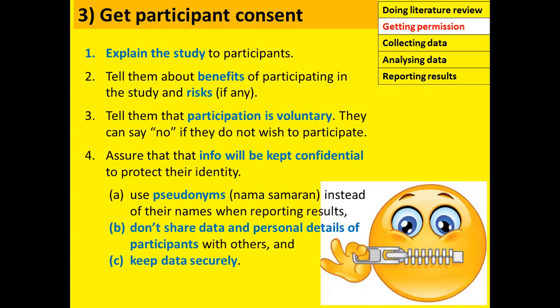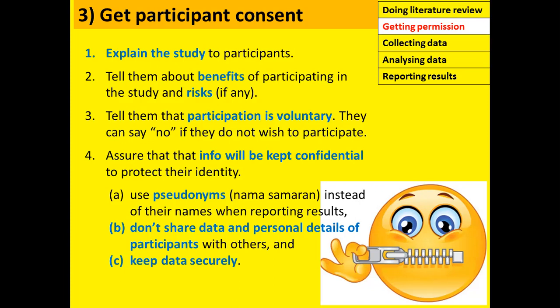Number 3, get participant consent. In the social sciences, we do research on people, whether we give them questionnaires or interview them or observe them or analyze documents they prepare. So we need their consent. We need to explain the study to them, tell them about the benefits of participating in the study, and also the risks if there are any. And it's also very important to tell them that they participate voluntarily, and therefore they can withdraw their participation from the study at any time.